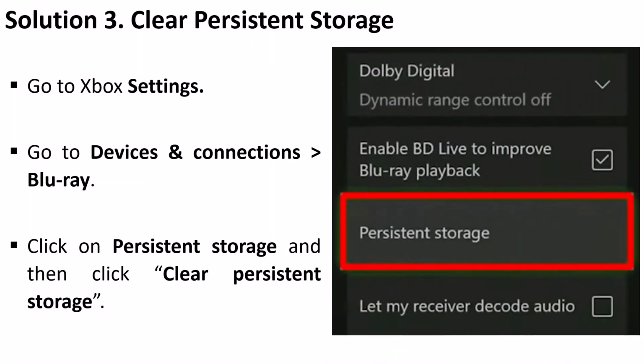Solution 3 is to clear persistent storage. Go to Xbox settings, go to devices and connections, Blu-ray, click on persistent storage and then click on clear persistent storage. Now if you don't see these features in your Xbox consoles, then skip these solutions.